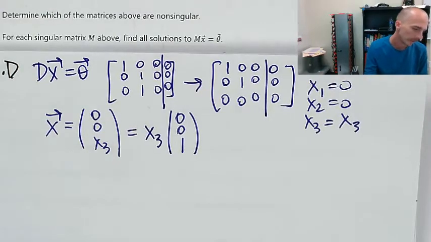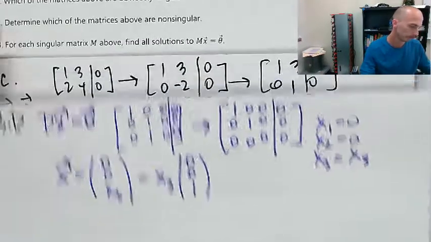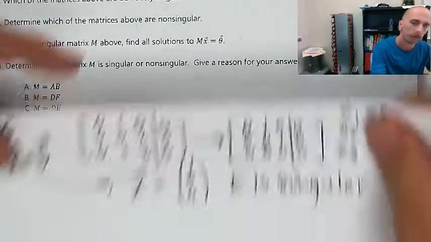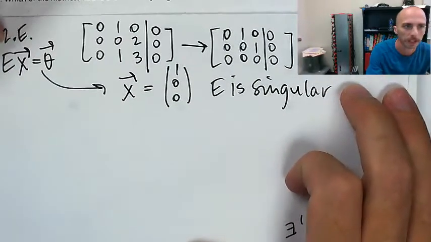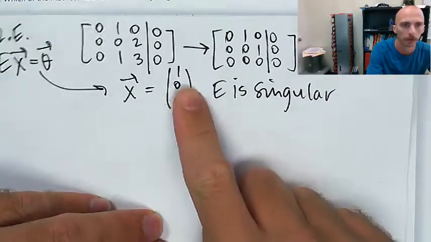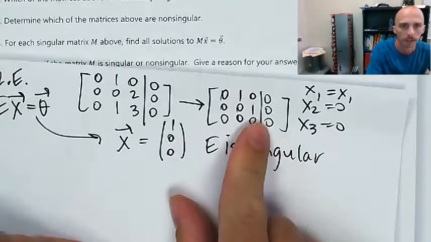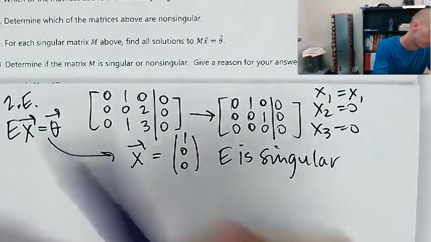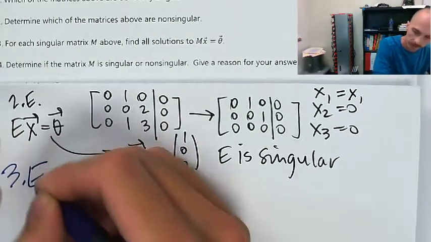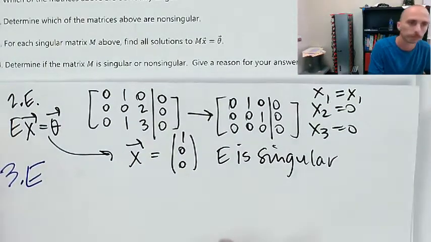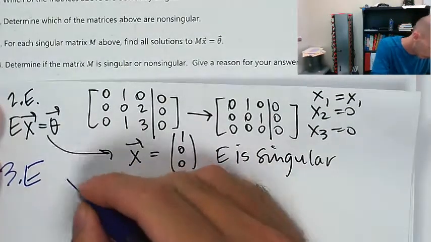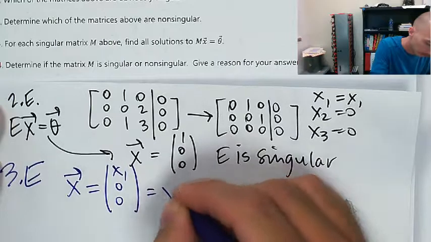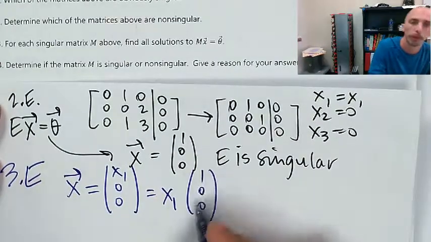Okay, that was D. E, we also found was non-singular. No, we found that it was singular, pardon me. I think that's twice on this video I've done this, but okay. E is singular because there were non-trivial solutions. We found that x1 equals x1, x2 equals 0, x3 equals 0. So for 3E, x equals x1, 0, 0, kind of like the other one, where I factor out the x1, and it's any possible multiple of that vector.